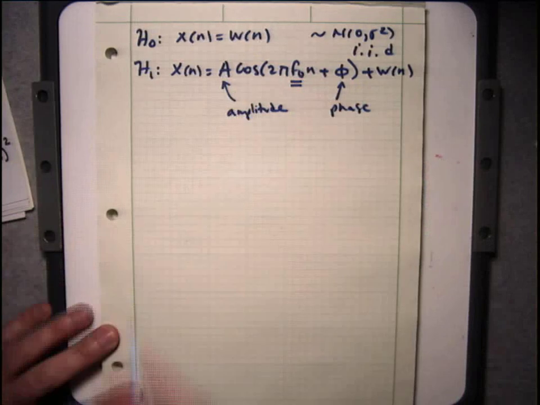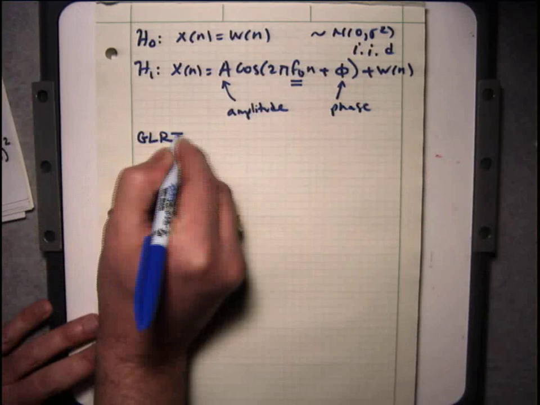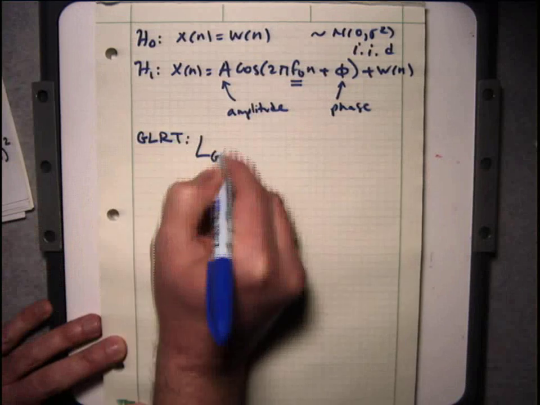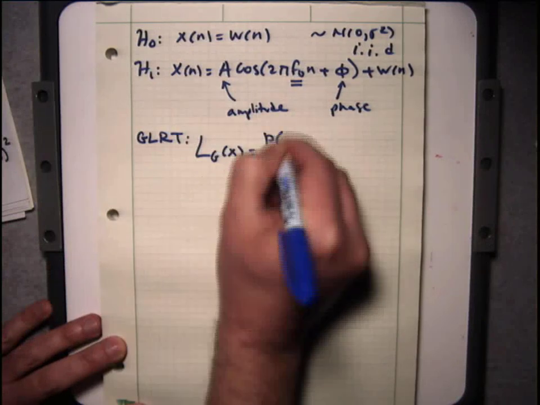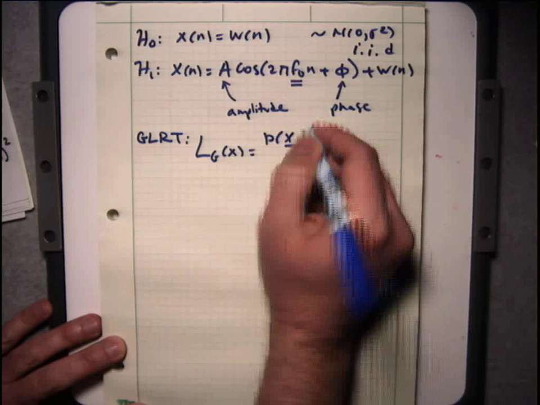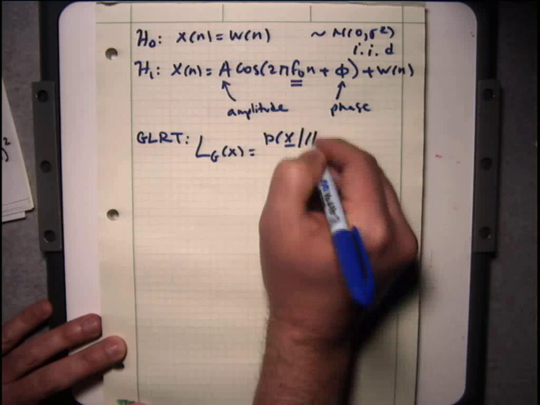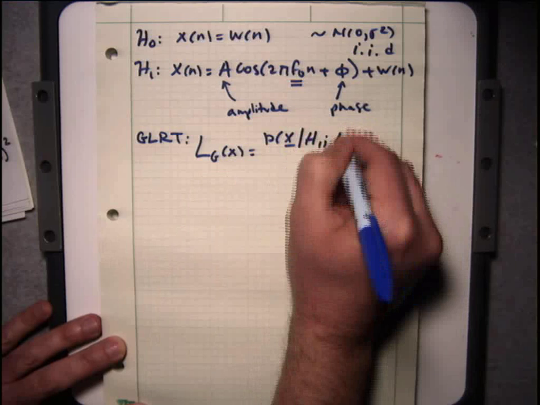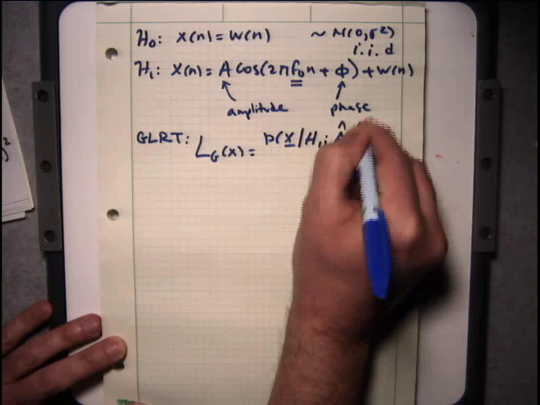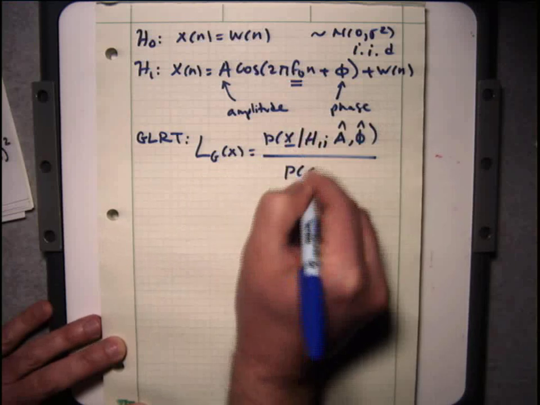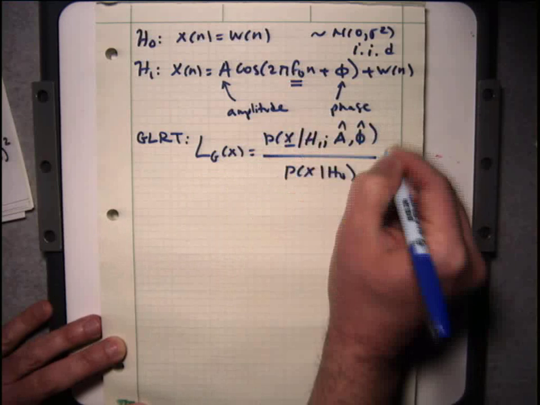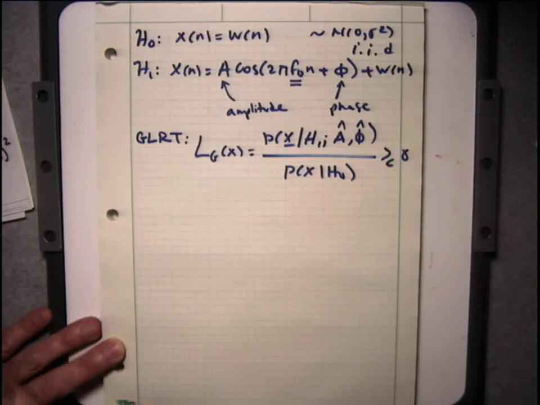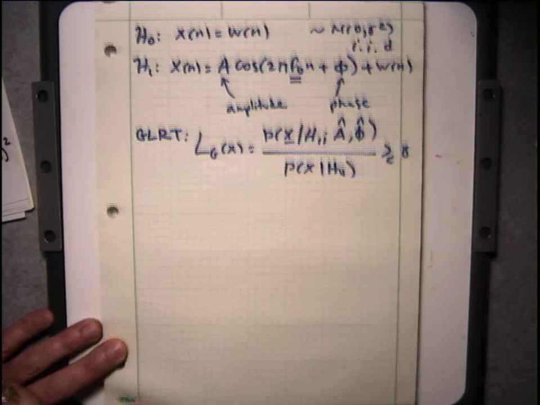So if we do GLRT for this, we compute the PDF of x given H1 and the parameters A hat and phi hat, divided by the PDF of x given H0, and then we compare that to a threshold. Okay.